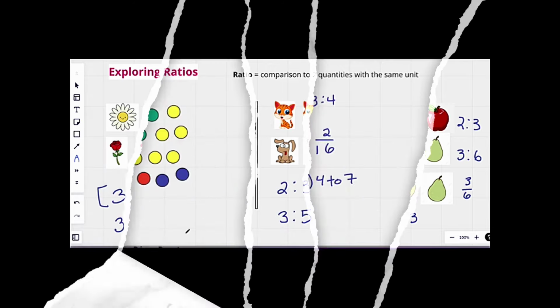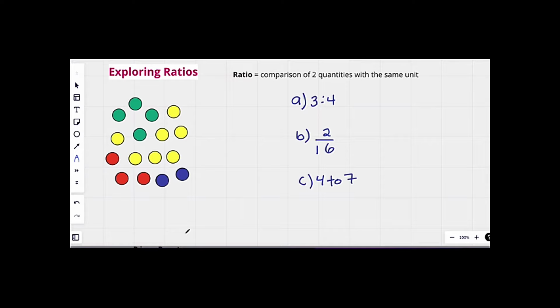Let's take a look at this question. Let's look at A, B, and C. And our question will be, what is being compared in each ratio? Okay, so let's take a look at A. It says 3 to 4. And here's our picture right here. So there's something in here that we're comparing that is going to give us a ratio of 3 to 4.